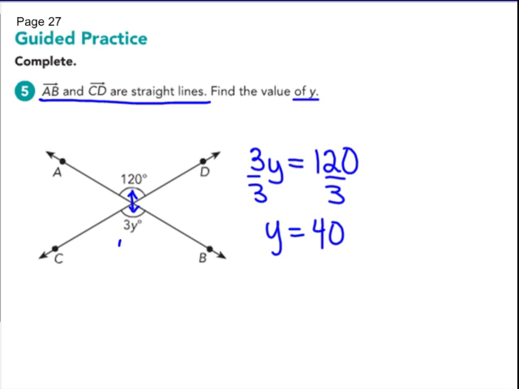So 3 times 40 is 120. I plug that back in there. Yes, I solved this correctly. The two angles that are diagonally across from each other, they're non-adjacent, another way you could think of it. Those are vertical angles. Vertical angles are congruent, which means they are equal in measure.